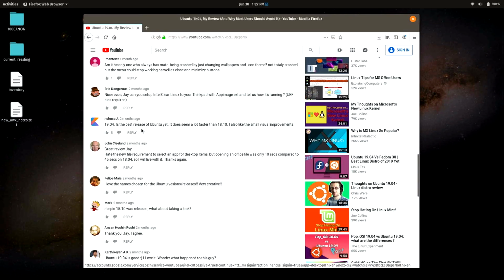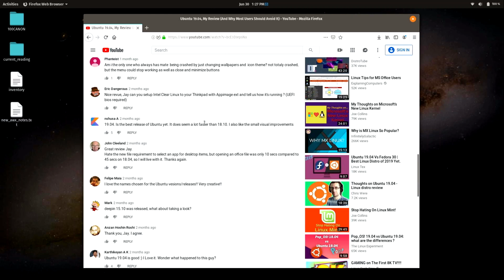Here I have a comment saying that 19.04 is the best release of Ubuntu yet. It seems a lot faster. This person also likes the visual improvements, and I agree. Those are definite improvements. I just don't feel like they're good enough to justify moving off of a release that is supported for longer and taking the risk that you might experience some sort of instability that you wouldn't otherwise experience.